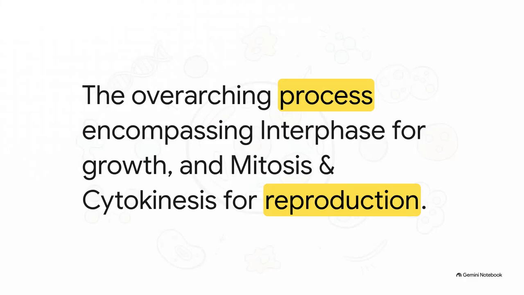All right, let's see how you did. The answer is the cell cycle. Awesome job if you got that one right. It is absolutely crucial to remember that the cell cycle is the complete, overarching process. It contains interphase for all the growth, and then it's followed up by mitosis and cytokinesis for the actual reproduction.